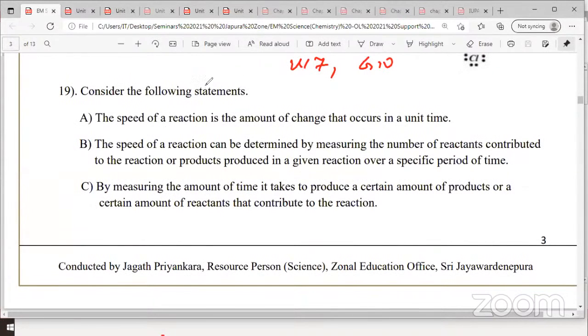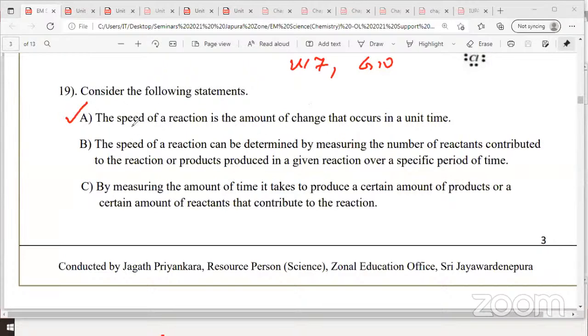Any volunteers? 19th MCQ, who can give me the answer? Any volunteers? Is there anyone who has done this? How many of you have done this? None of you. Okay, let's see.